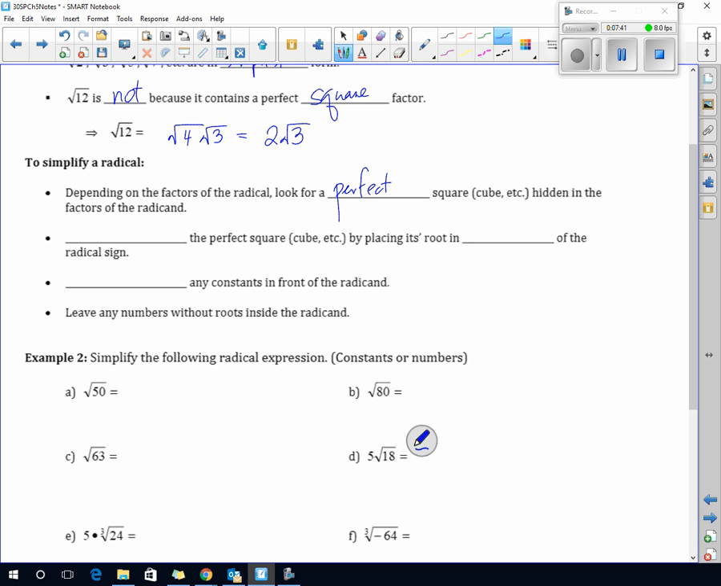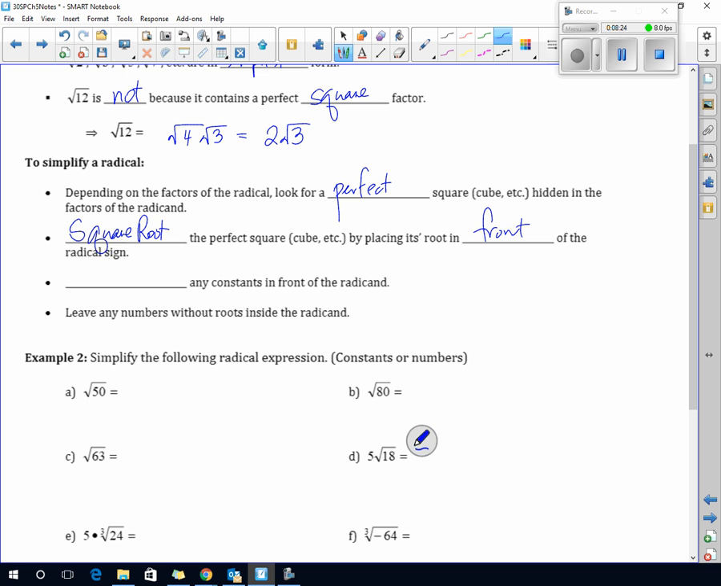Okay, so what do I want there? I want square root the perfect square. I was going to say rewrite. Okay, so square root the perfect square, or square cube root or whatever it has to be, by placing its root in front of the radical sign. And then we're going to multiply any constants. I don't think you did this in grade 10, multiply the constants, but we're going to learn pretty quick. And then leave any numbers without the roots inside the radicand.